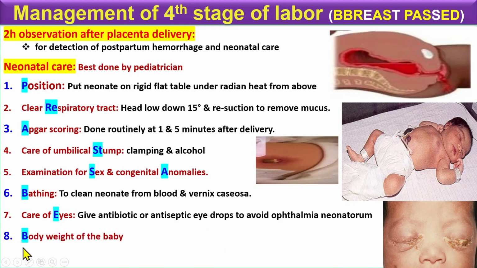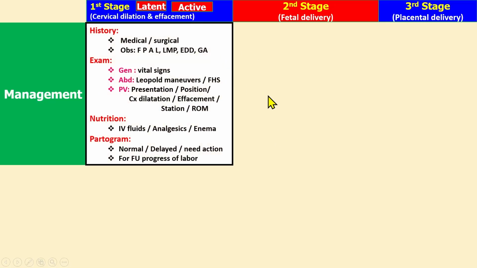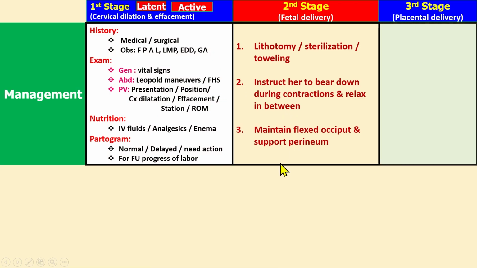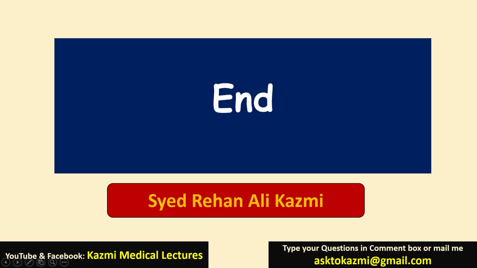And B represents the body weight of the baby. And last is to dress and mark the baby. Okay, so this is the fourth stage of management. Here is the simplified version of the management of labor, so you can read it on your own. So this is all about the management of labor.